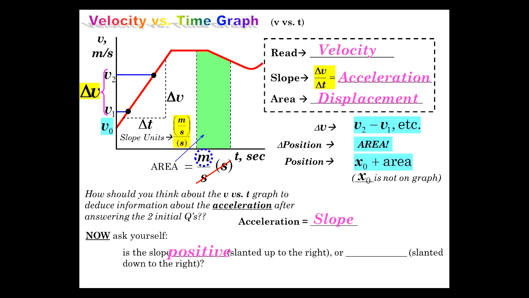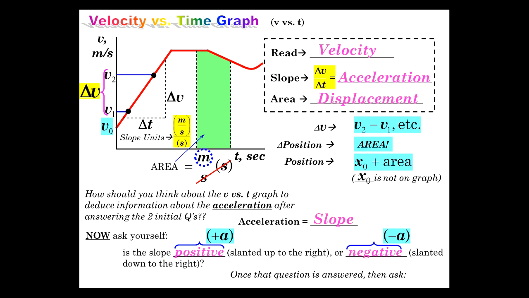So now you just have to ask yourself, is that slope positive? Is it slanted up to the right? Or is it negative, slanted down to the right? If it's positive, it just means we have a positive acceleration. If it's negative, we have a negative acceleration. So let's consider those 2 possibilities and what other information will emerge from them as we look at the various possibilities.